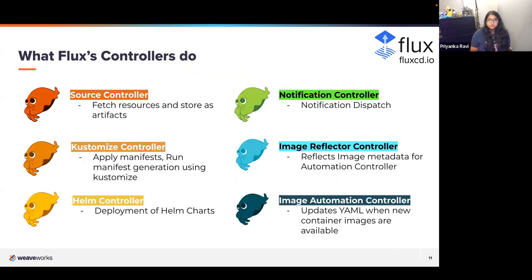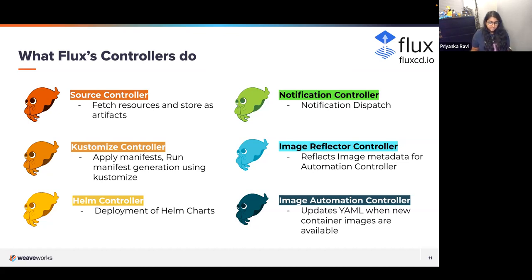Okay, so what do the controllers do? The source controller actually fetches resources and stores them as artifacts. So it's basically the one that's continuously listening to your Git repository, your OCI repository, whatever source you're giving it, and it continuously pulls them in. And then the Kustomize controller is the one that actually applies those manifests, and it runs manifest generation using Kustomize.